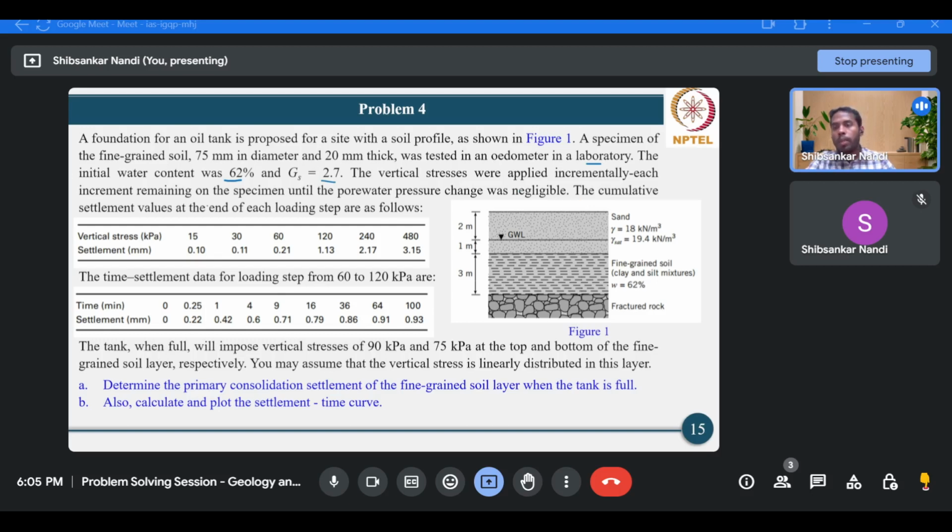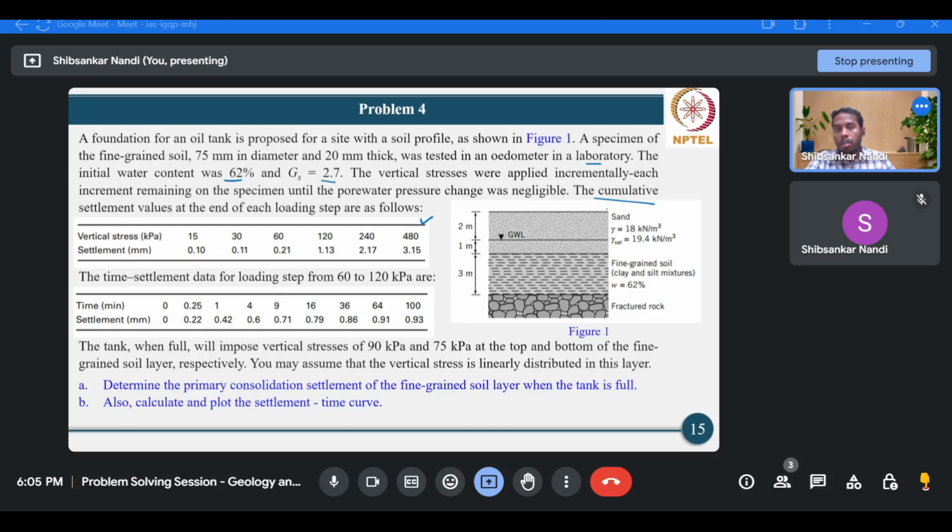Now, the cumulative settlement values at the end of each loading step are as follows. So this table talks about the cumulative settlement. Please be very careful about this term: cumulative, not individual settlement. The cumulative settlement at the end of each loading step.